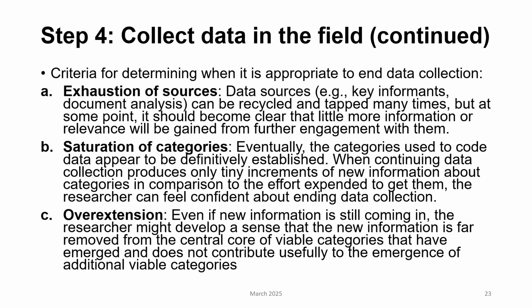And lastly, we have overextension. Even if new information is still coming in, the researcher might develop a sense that the new information is far removed from the central core of viable categories that have emerged and does not contribute usefully to the emergence of additional viable categories regarding the topic of your research. So these are the cases in which we can be confident to stop data collection: exhaustion of sources, saturation of categories, and overextension.